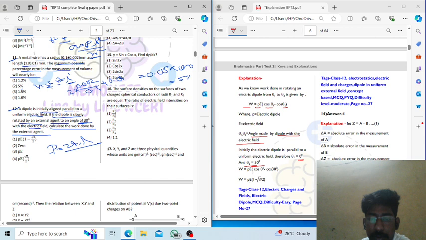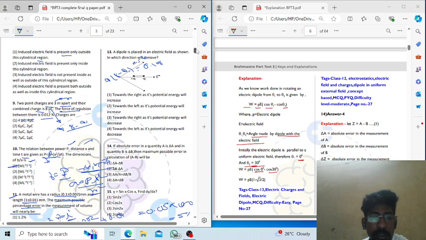So if you put the values here, you will get PE (cos 0 degrees minus cos 30 degrees). Cos 0 means 1, cos 30 means root 3 by 2. So the answer will become PE (1 minus root 3 by 2). Option number 1 is the correct one. Very simple thing, you just have to know the formula: W equals PE (cos theta 1 minus cos theta 2).